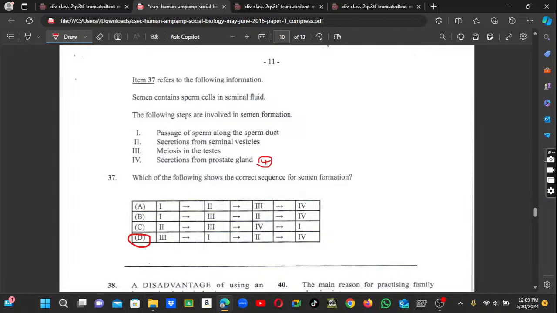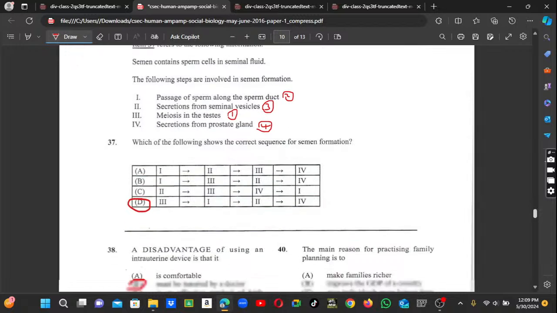So the mitosis would be in the testes. So the first thing would be here. So one, right? And the second one, guys, would be here, the passage. So the passage would have been from the sperm along to the sperm duct. So this would be the second one. Now the third one would be where we're talking about the secretion from the seminal vesicle. So this would be the third one. So the answer for number 37 would be D.